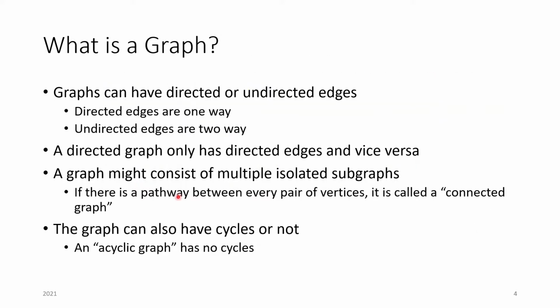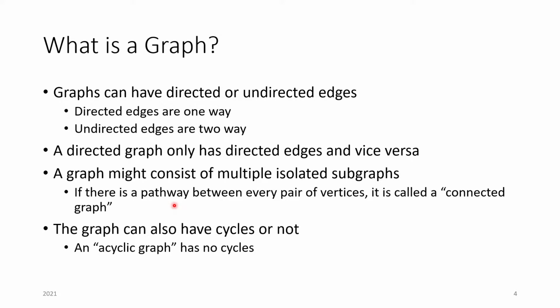Graphs can have directed or undirected edges, meaning that if it's a directed edge, there's only one way for data to travel. And if it's an undirected edge, data can travel both ways between nodes. It's also possible that where we had subtrees for trees, graphs also can consist of subgraphs. Once we have any pathway between every pair of vertices, we refer to this as a connected graph.